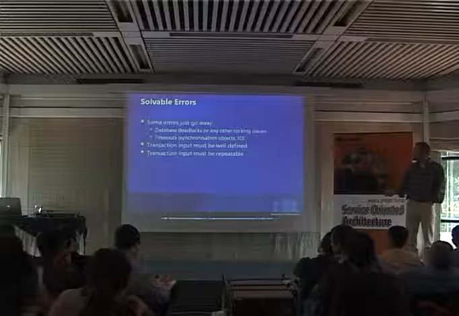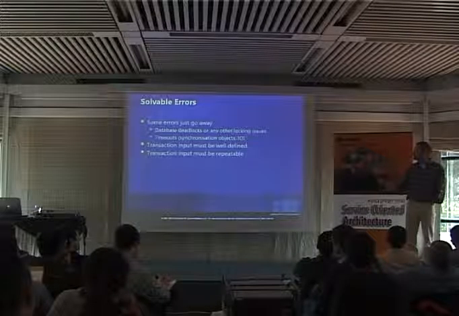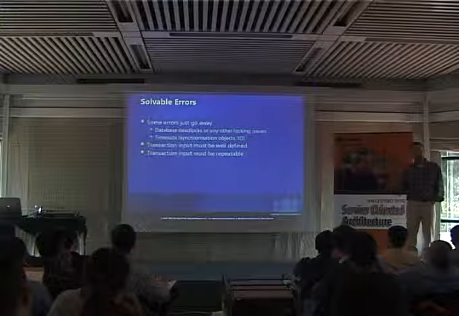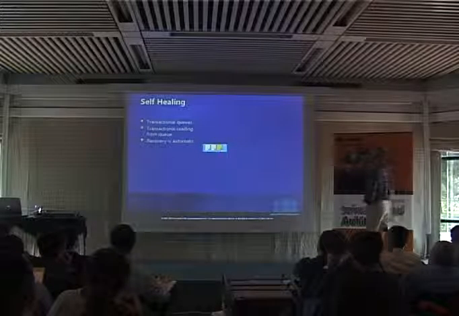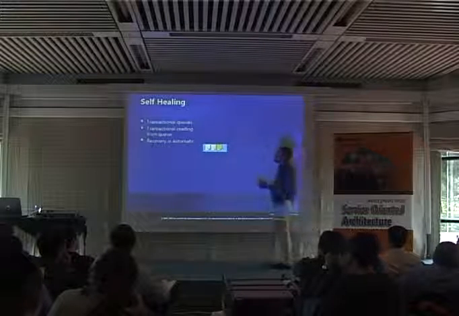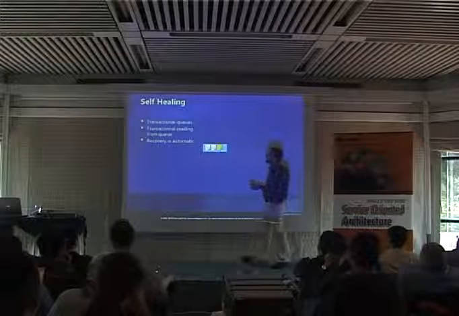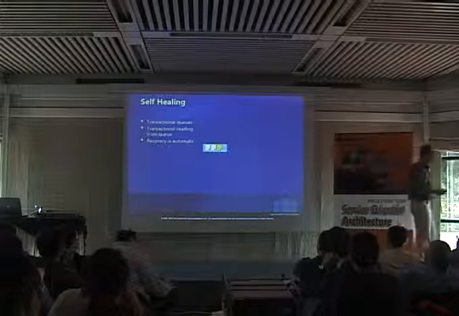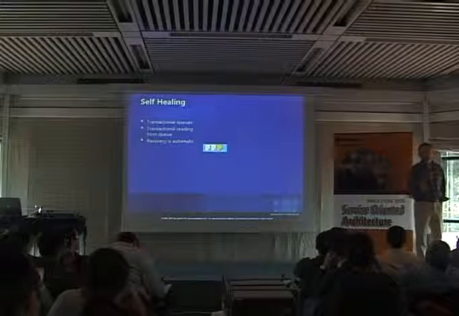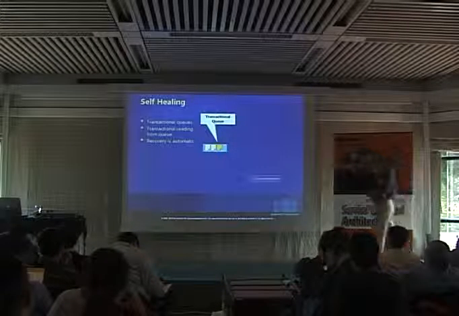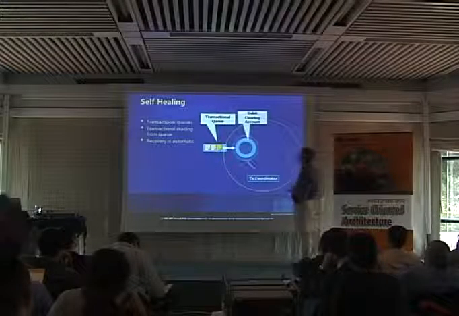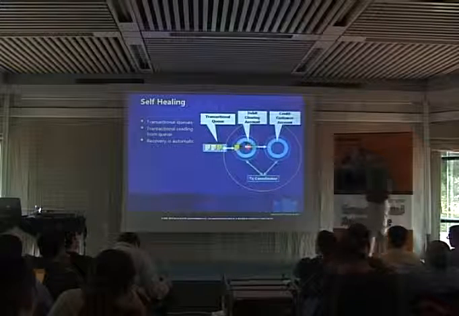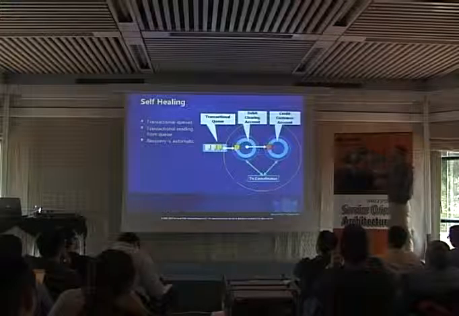So, I have a few conditions here, and that is the input must be repeated. Why? This self-healing thing here is, we work with transactional queues, we work with a transactional reading from that queue, and then we say, okay, if that doesn't work, we just roll back and try again. So, this is a transactional queue. And now we read from the queue, and debit that clearing account. Looks familiar, that last slide. That's how it's actually done.